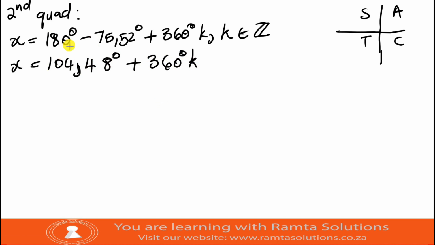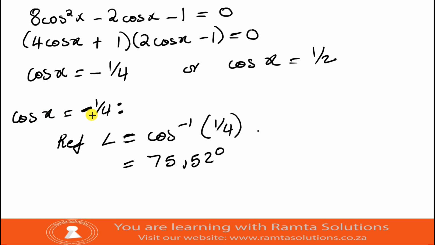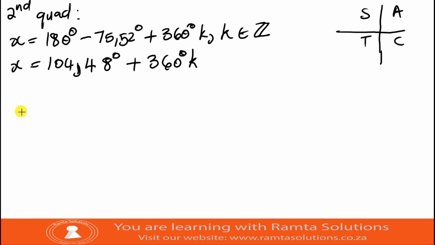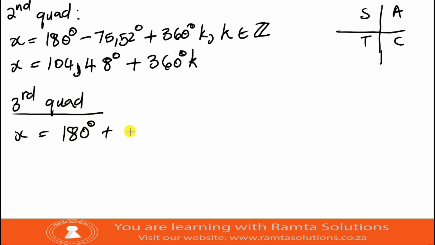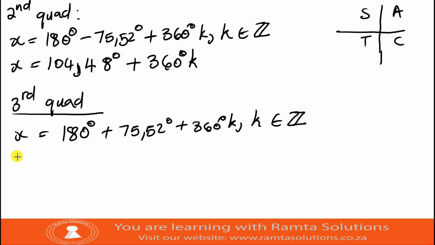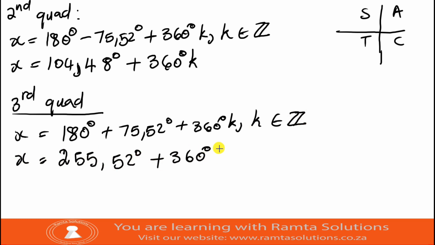Now, again, where is cosine negative? Remember, we said cos x is -1/4, meaning where is cosine negative? Cosine is also negative in the third quadrant. For the third quadrant, its reduction formula is 180 plus your reference angle. What was your reference angle? 75.52 degrees plus 360 degrees k, where k is an element of the integers. Therefore, x is 255.52 plus 360 degrees k.